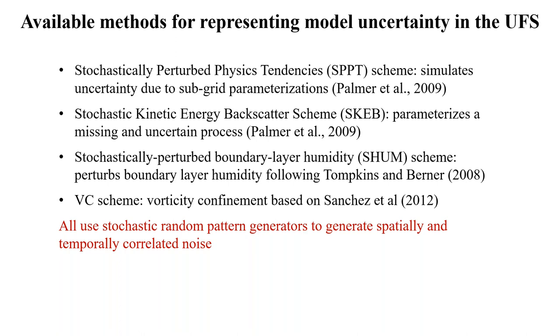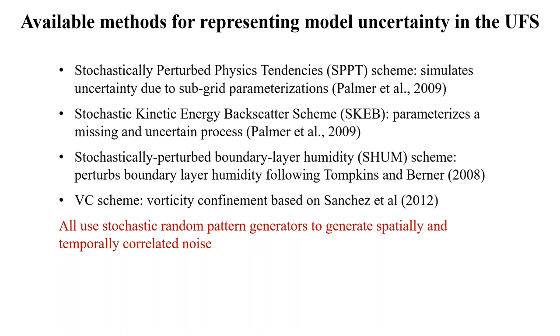We have our own schemes. One is a stochastic perturbed boundary layer humidity scheme, SHUM. We follow the approach put forward by Tompkins and Berner. We also have a vorticity confinement scheme based on Shutts et al., developed at the UK Met Office. So we have four schemes here, all of which use stochastic random pattern generators to generate spatially and temporally correlated noise.